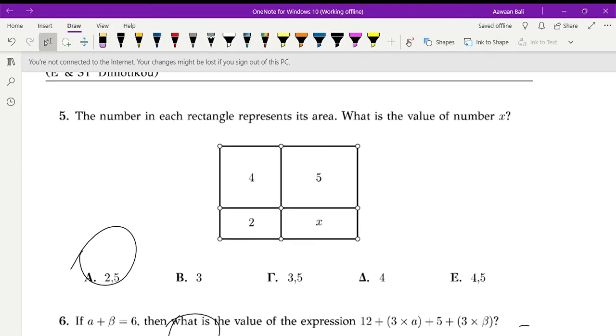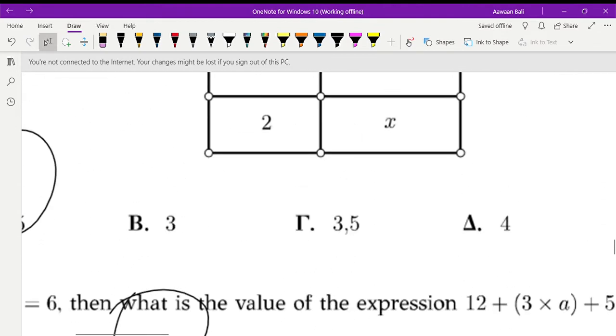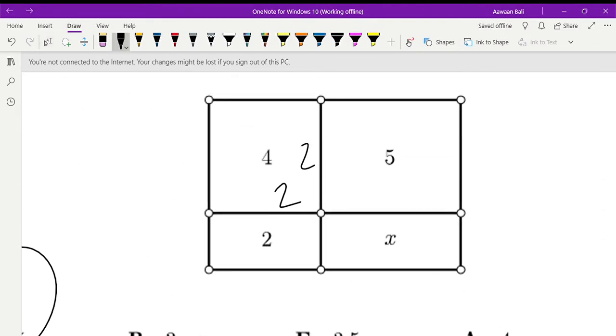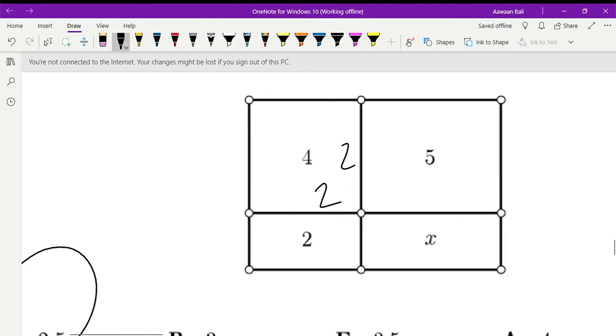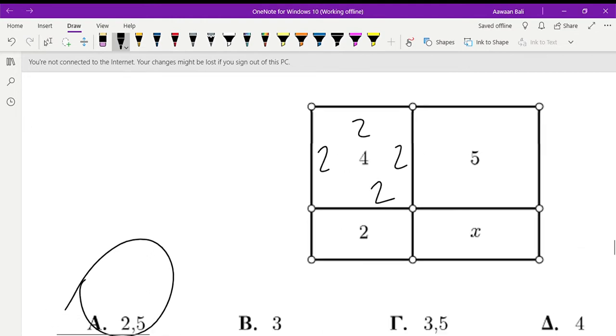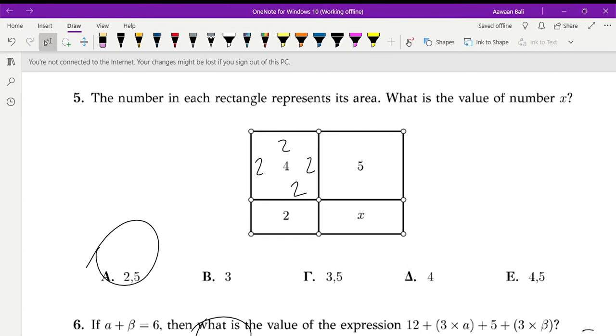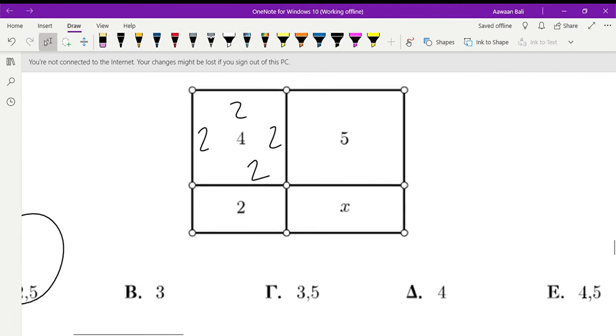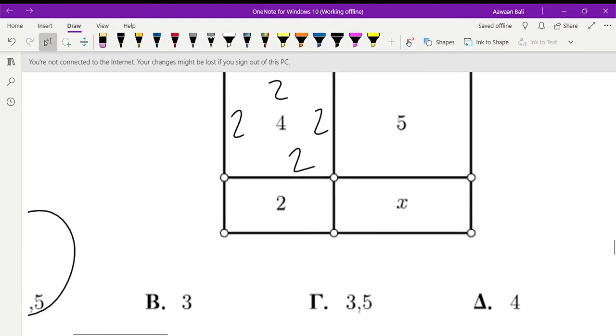Now, the number in each rectangle represents its area. What is the value of x? Now the thing is, this is actually supposed to be a square here. But you can't just directly look at the figures and say that's that. Normally the figures are not as accurate as you think they would be, and that's why you should never trust the figure. Just go with the values, because you don't know. But here you can only solve it with a square to get a not-so-complicated answer. If I'm wrong, I don't exactly know, but if I'm wrong, you can tell me.